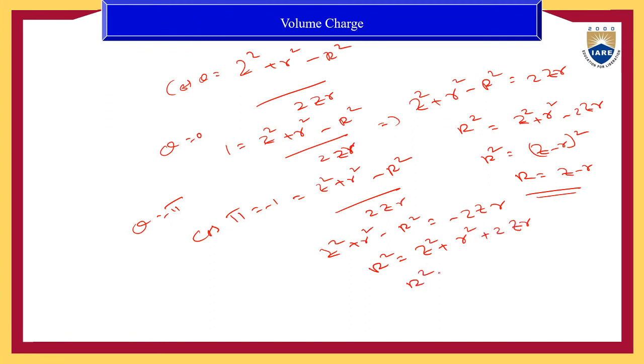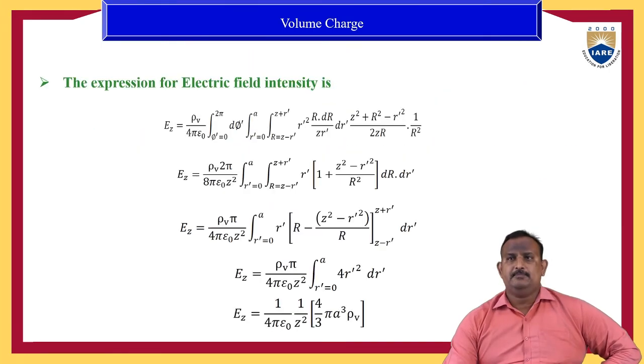Therefore, r square is equal to (z plus r') whole square. Then we can write r is equal to z plus r'. Therefore, we can write the limits. When theta is 0, we can write r is equal to z minus r'. When theta is pi, we can write the limit r is equal to z plus r'.